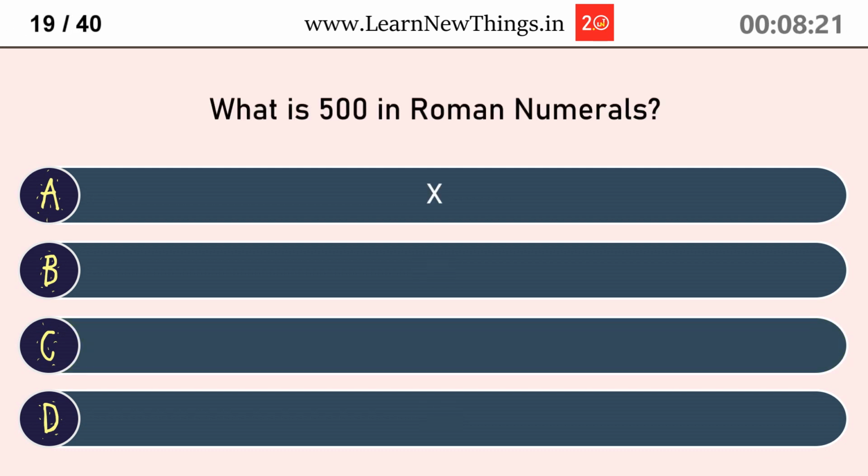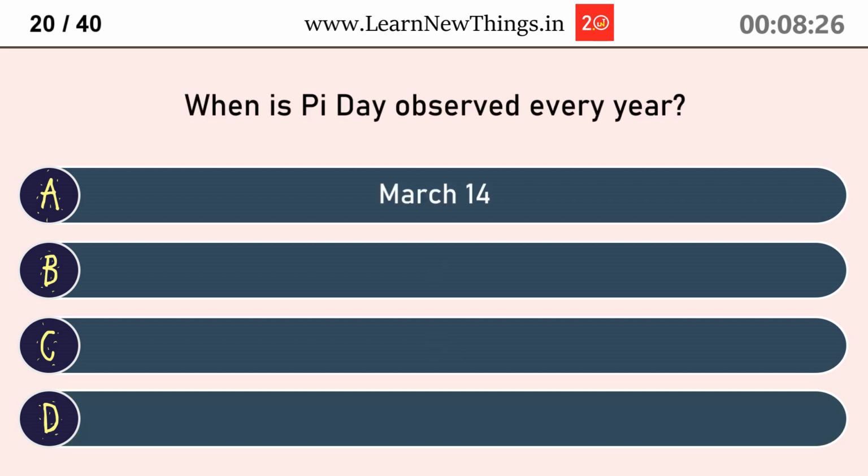What is 500 in Roman numerals? D. When is Pi Day observed every year? March 14.